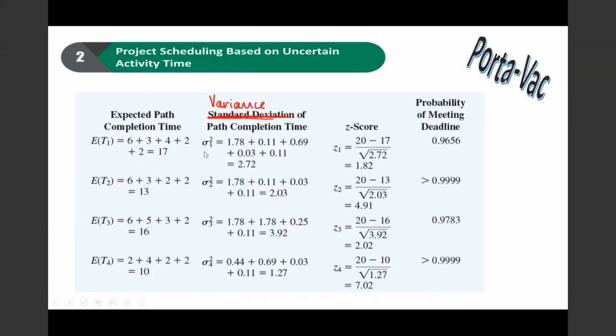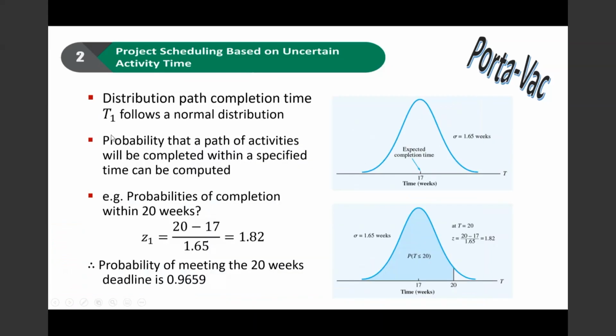Okay, we are still dealing with the variance, with the square. As mentioned earlier, the distribution of path completion time follows a normal distribution. So if it follows a normal distribution, we can find the probability that the path of activities can be completed within the time that we specify. We want to find out the probability that it will be completed within the stipulated time.